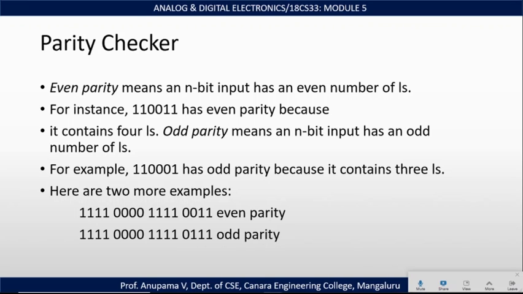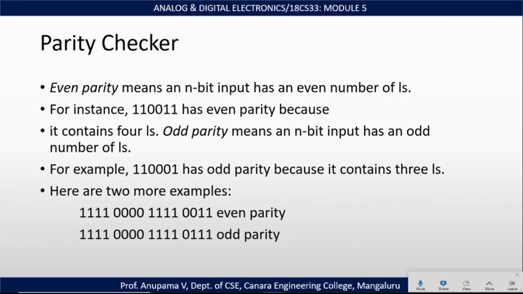So, parity is the additional bit which indicates number of zeros and ones in the given sequence. For example, if you see the number 110011, then there are 4 ones. 4 means even, so it is an even parity number. Odd parity means an n bit input has an odd number of ones. If we see the example 111001, it has odd number of ones, hence it is an odd parity number.